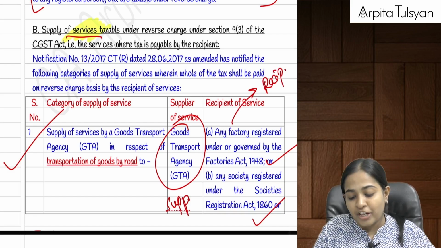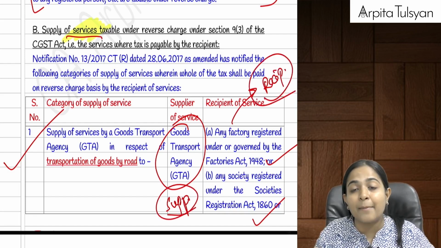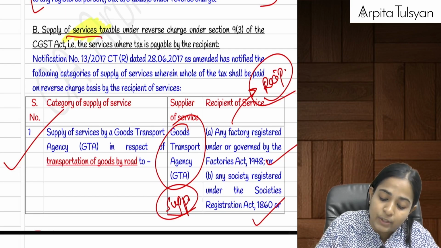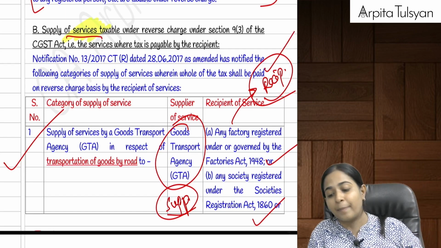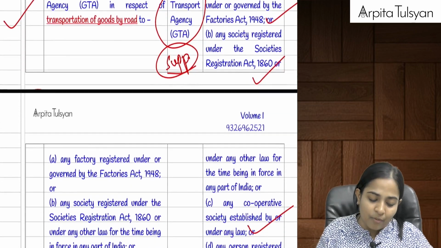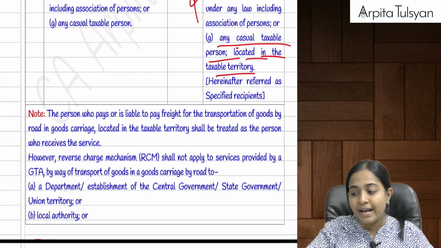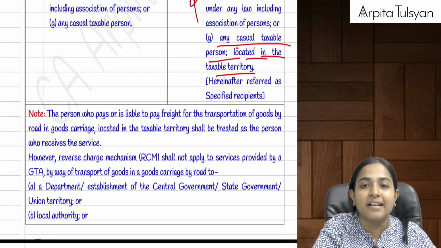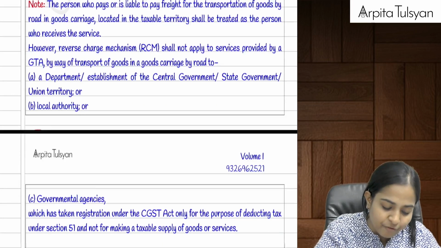In case of reverse charge mechanism, can we say the supplier is not liable to collect and pay the taxes to the government? In case of reverse charge mechanism, the recipient is liable to pay the tax. So your GTA is not required to pay the taxes. The taxes have to be paid by these 7 persons under reverse charge mechanism. But we have a few exceptions here.